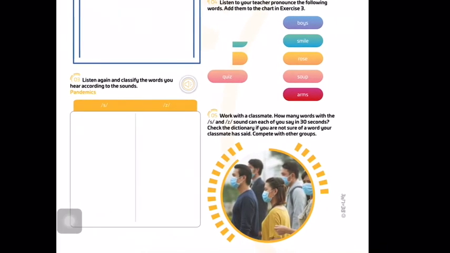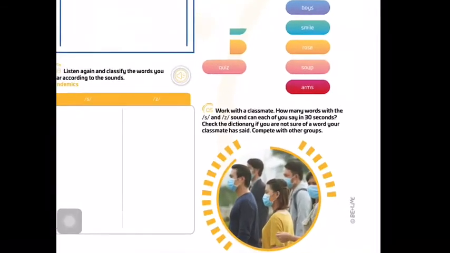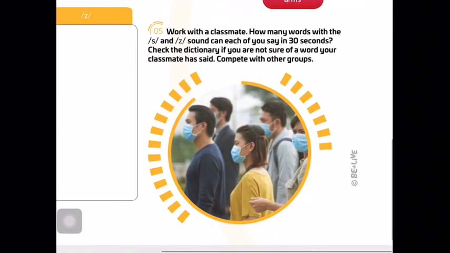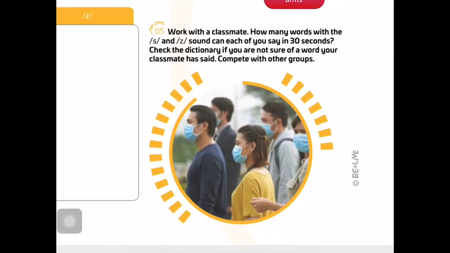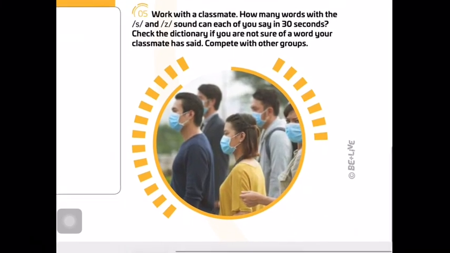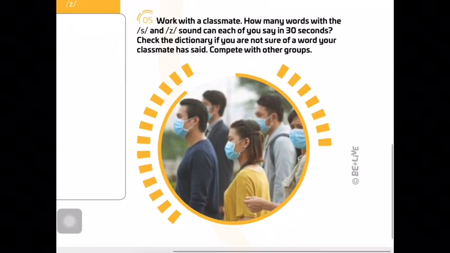Okay? And finally, exercise 5. Work with a classmate. How many words with the S and Z sound can each of you say in 30 seconds? Check the dictionary if you are not sure of a word your classmate has said. Compete with other groups. Okay?